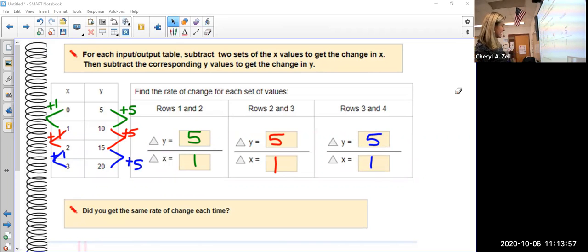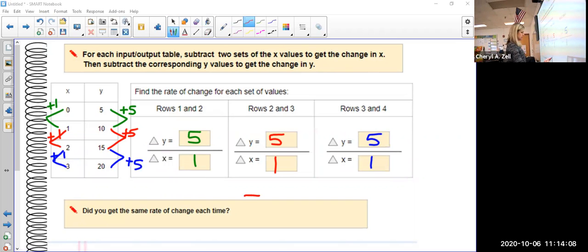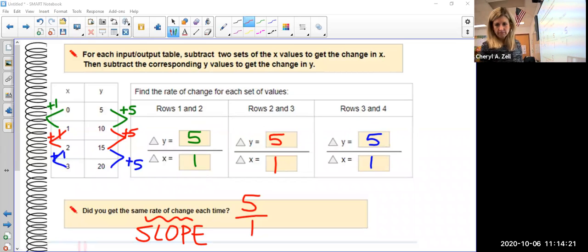So did you look at your question below? Did you get the same rate of change every time? Yes, right? So what's the rate of change? 5 over 1. The rate of change is also called the slope of the line. Does that make sense? Then I'll show you more what that is when we come back.